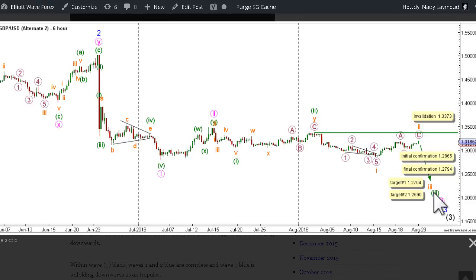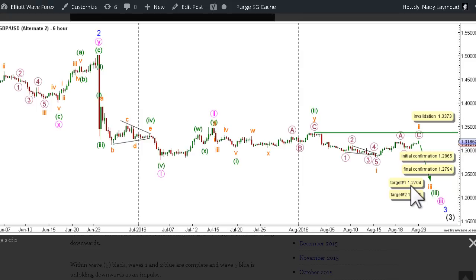Within wave 3 green, it's expected that waves 1 and 2 orange are complete, with wave 1 orange unfolding as a leading diagonal labeled waves 1 through 5 purple, and wave 2 orange unfolded upwards as a zigzag labeled A, B, and C purple, and that wave 3 orange is about to reverse directions and unfold downwards. This count would be initially confirmed by movement below 1.2865, and the final confirmation point is at 1.2794. We have two targets for the completion of wave 3 orange and wave 3 green.